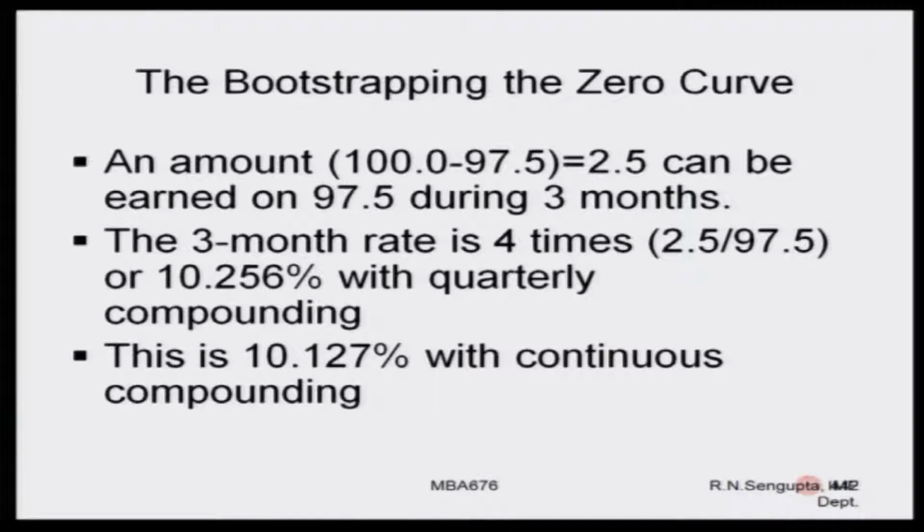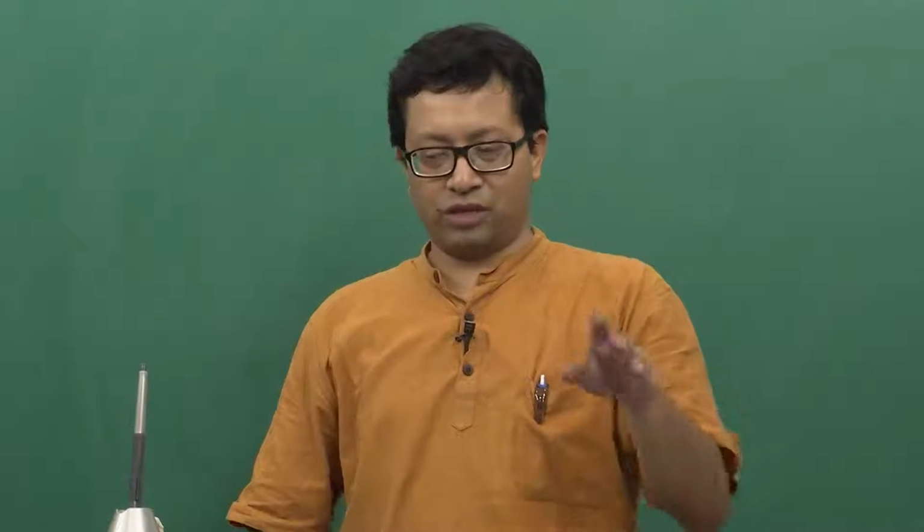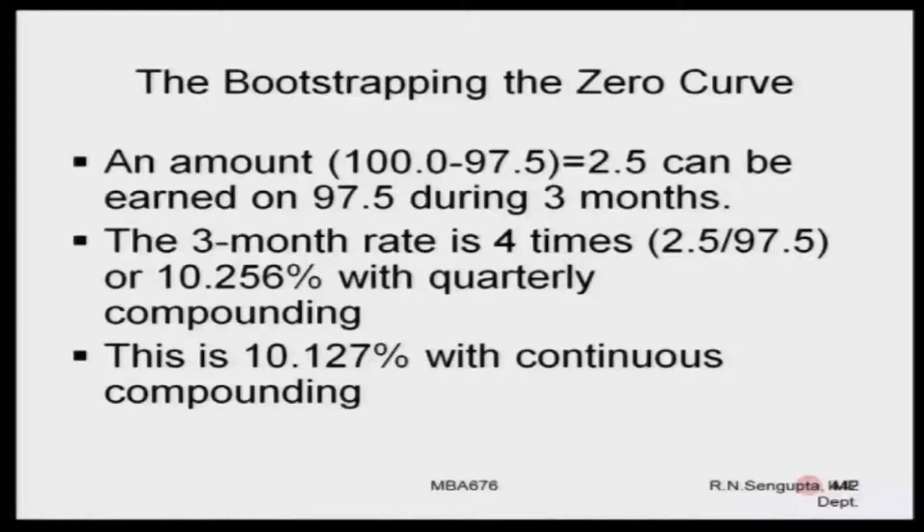Using the same formula we have been discussing, the continuous compounding rate comes out to be 10.127. We will use this later in our calculations. It is important, as it will be utilized in our future calculations.